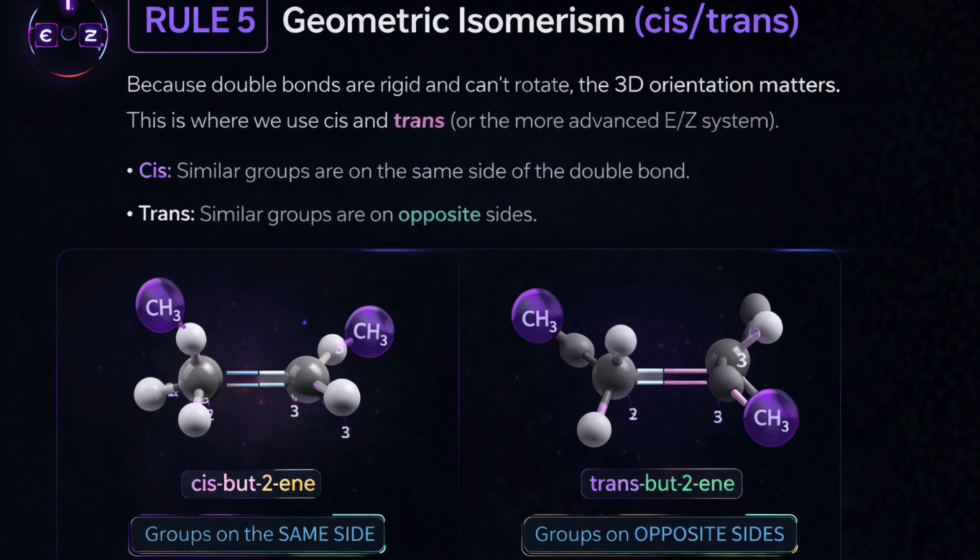This difference might look small, but it's very important. Even though both molecules have the same formula, their spatial arrangement is different. That's why they are called stereoisomers, same structure, different 3D orientation. Another important takeaway, because the double bond cannot rotate, cis and trans forms cannot easily convert into each other. They are fixed configurations.